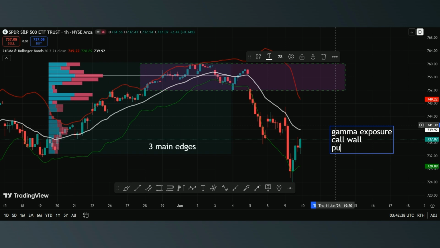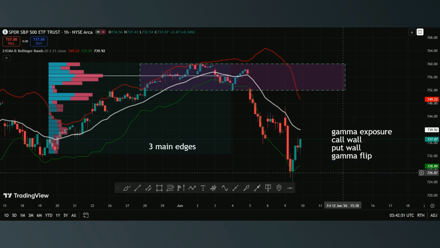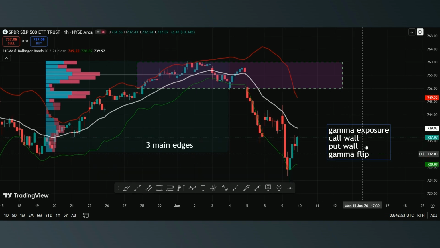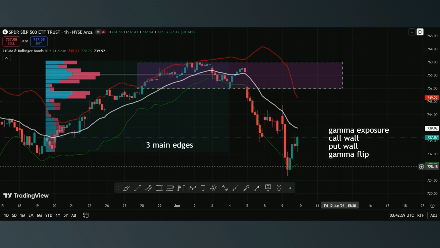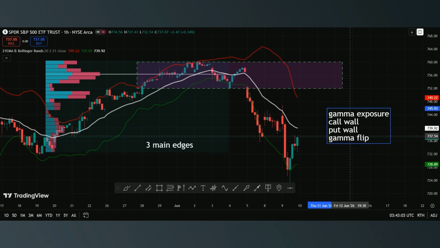So we have the put wall, the call wall, and what they call the gamma flip. You can study these and understand what they mean as you study in paper trade, so that you can know what the numbers are here for SPY. There's going to be a number that's the call wall. For example, right here on SPY, we're at 737. The call wall could be 740. The put wall could be 730. The gamma flip could be 745.